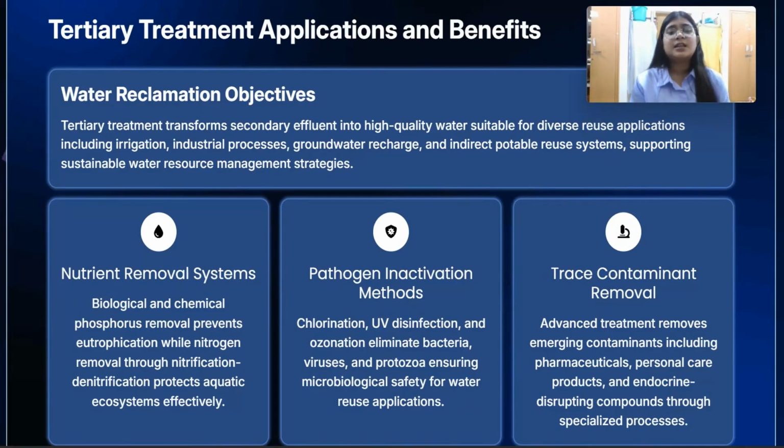Here are the nutrient removal system, pathogen inactivation methods, and trace contaminant removal. In the nutrient removal system, biological and chemical phosphorus removal, like we know eutrophication, that is the excess amount of phosphate and nitrogen in any kind of water bodies, it leads to eutrophication, and finally it leads to algal bloom. So this is the nutrient removal system.